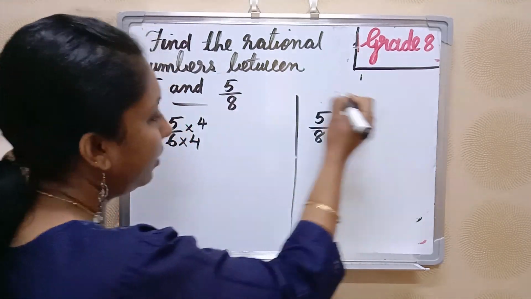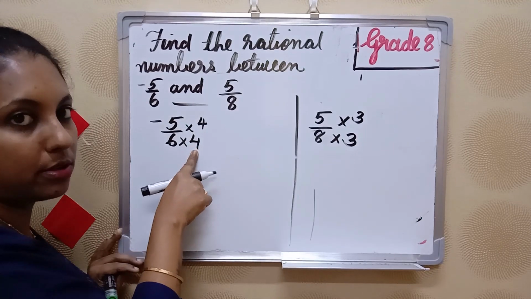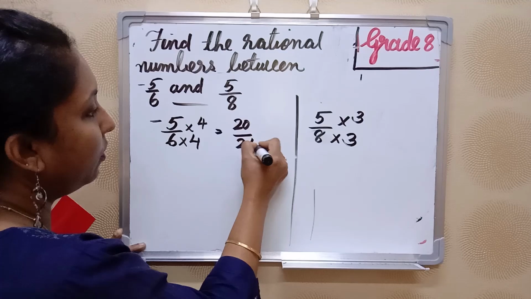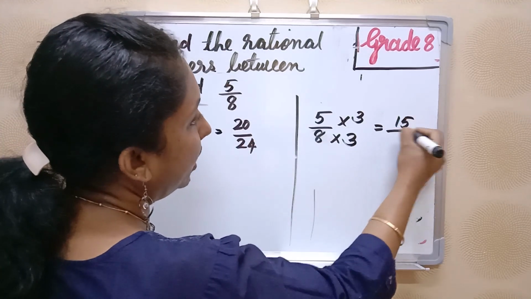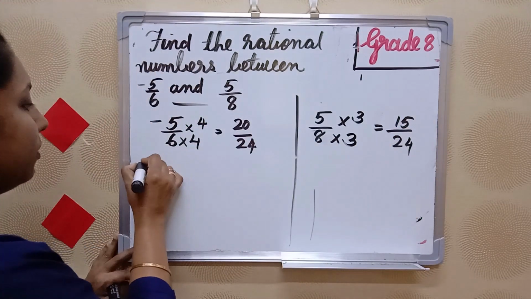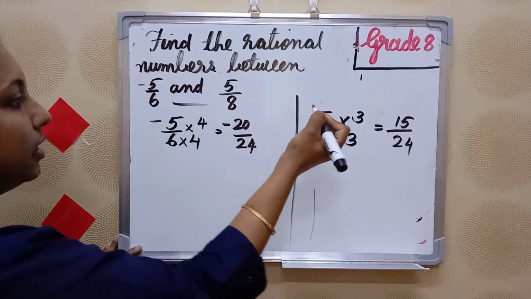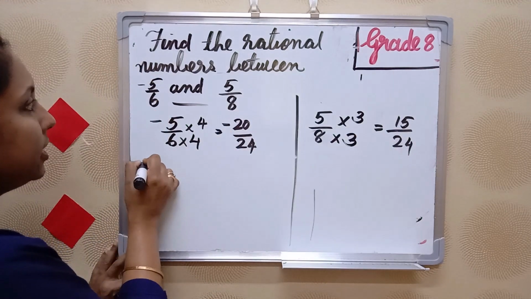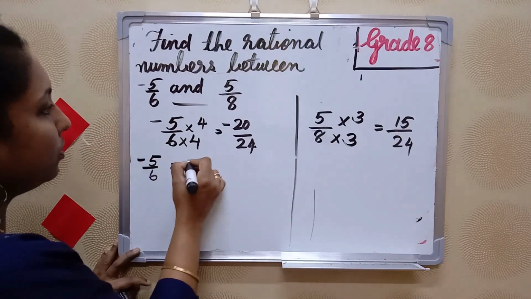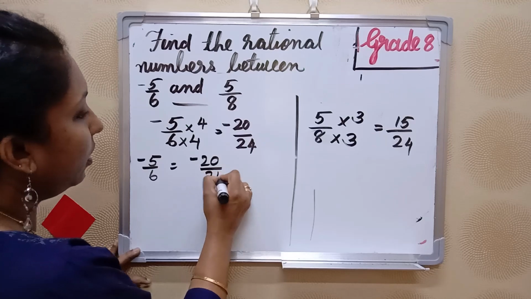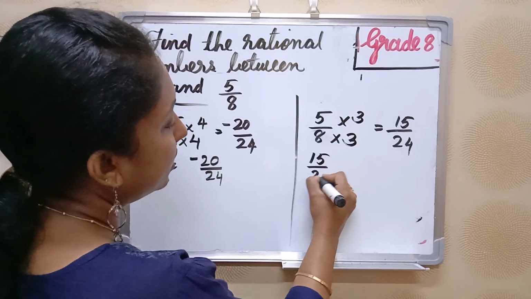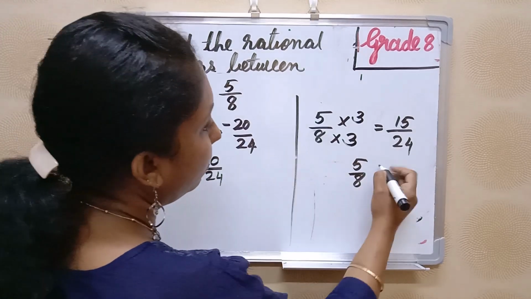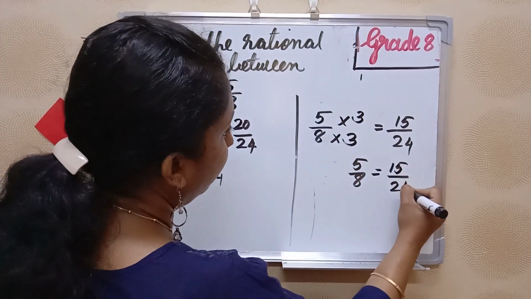Here also by 3. When we are multiplying a number, we should divide also. So that is 20 by 24. And here is 15 by 24. So minus 5 by 6 is minus 20 by 24, and 5 by 8 is 15 by 24. That is, minus 5 by 6 is similar to minus 20 by 24 and 5 by 8 is similar to 15 by 24.